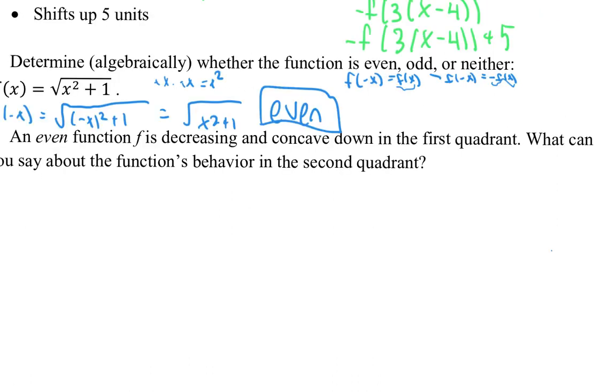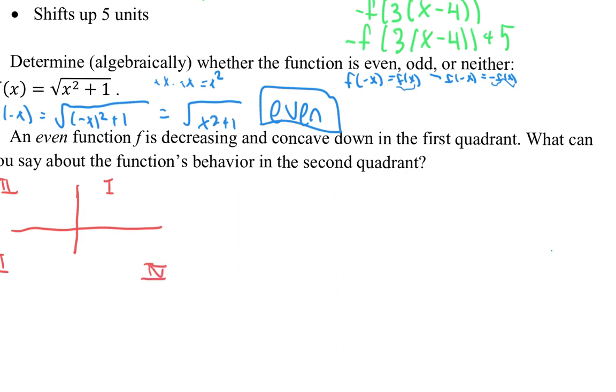So now the question is, an even function f is decreasing and concave down in the first quadrant. What can you say about the function's behavior in the second quadrant? So first, I'm going to think about my quadrants. Okay, so the first quadrant is the one we're used to. And this goes around counterclockwise. So it goes second, it's the other one on top, third, and the bottom one is fourth.